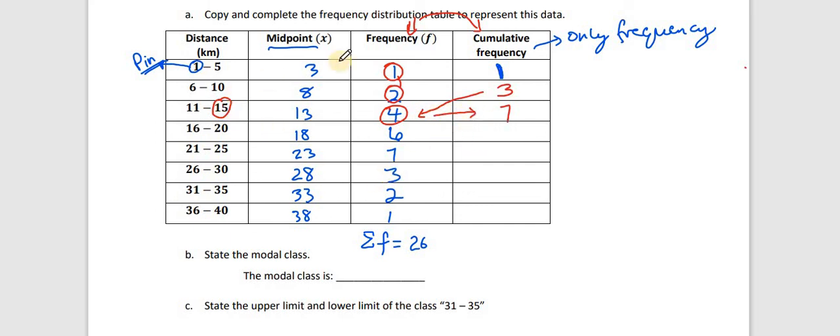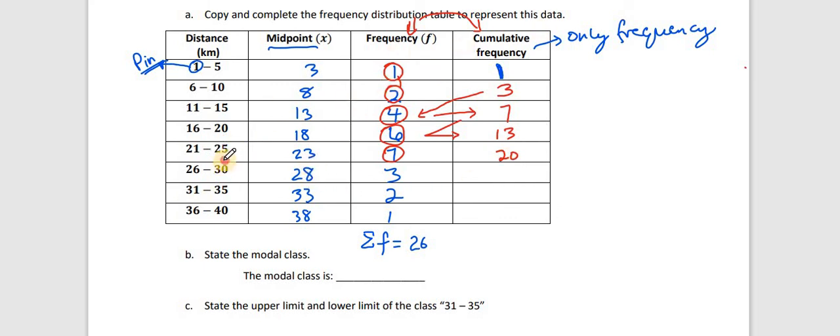What about this one? Going from 1 to 20: 13. So we basically have 7 in the previous class, and in this new class, 16 to 20, we have 6 persons. And 7 plus 6 will be 13. Very good. What about this one? From 1 to 25, how many persons do we have? 20. Very good.